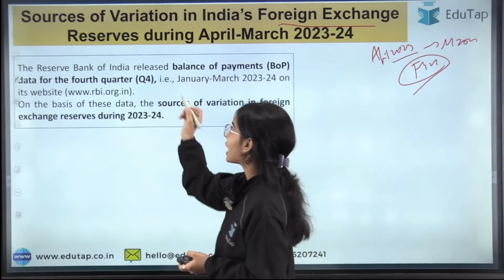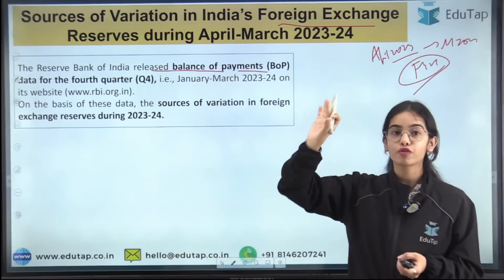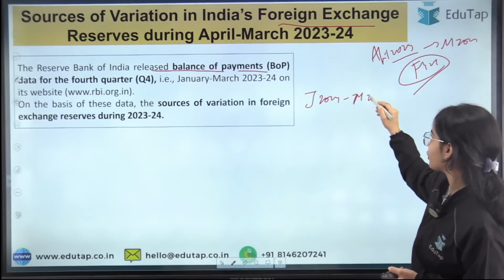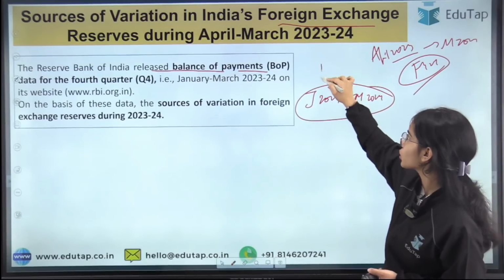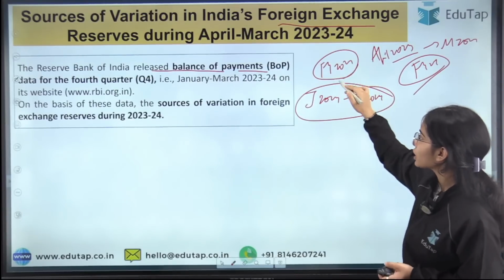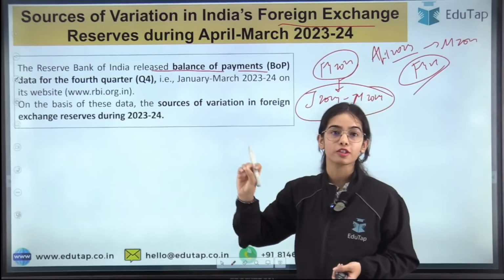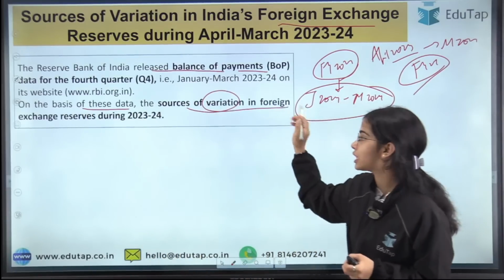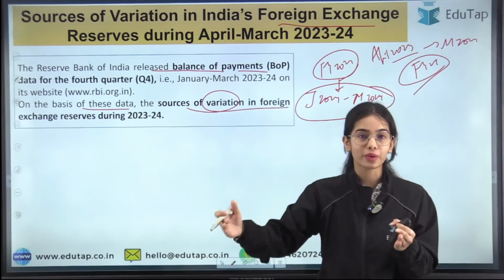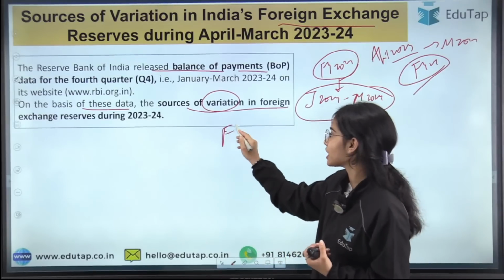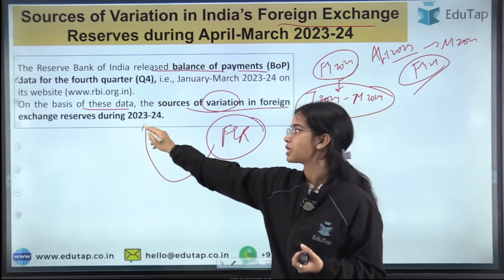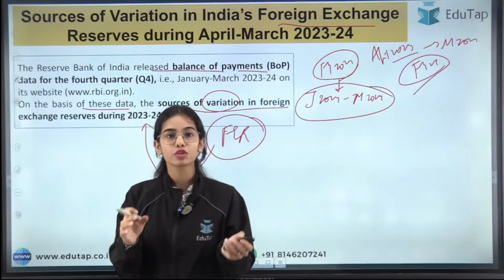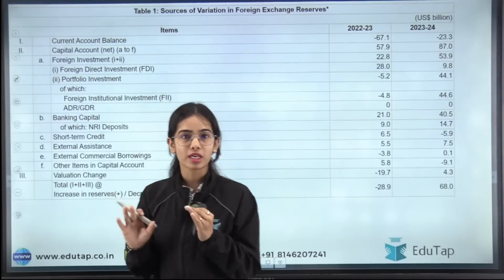So the Reserve Bank of India has released the balance of payment data for the fourth quarter, that is from January 2024 to March 2024. So this is the fourth quarter for the financial year 2024. So for this fourth quarter, the data has been released by the Reserve Bank of India on its website. On the basis of these data, the sources of variation in the foreign exchange reserves during 23-24 have been worked out, that is how much foreign exchange reserves have increased during this particular financial year. So what is the change that has been brought in the foreign exchange reserves? So we have understood that. So let's see what is the data first of all.